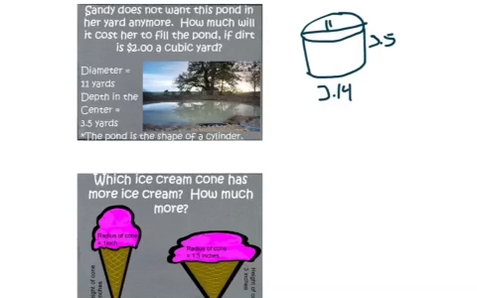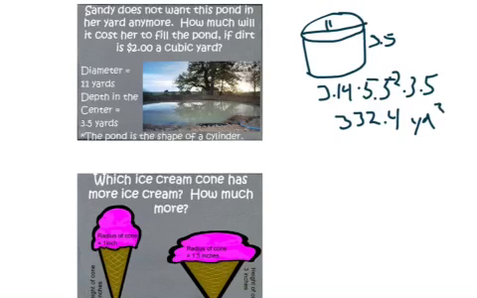Okay, so pi r squared h, so 3.14. Now, if my diameter is 11, that means my radius is 5.5 squared times 3.5, and you end up getting 332.4 cubic yards. Now, a lot of people think that that's the answer.